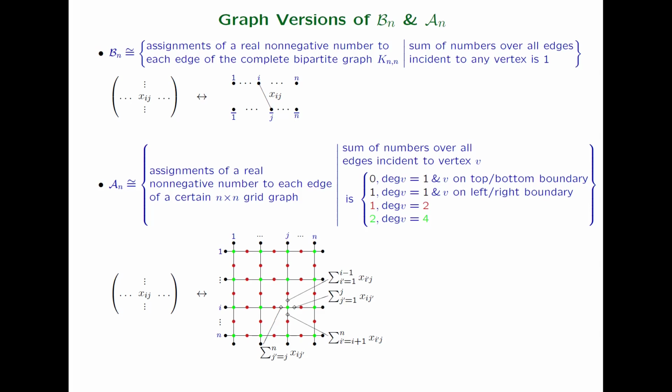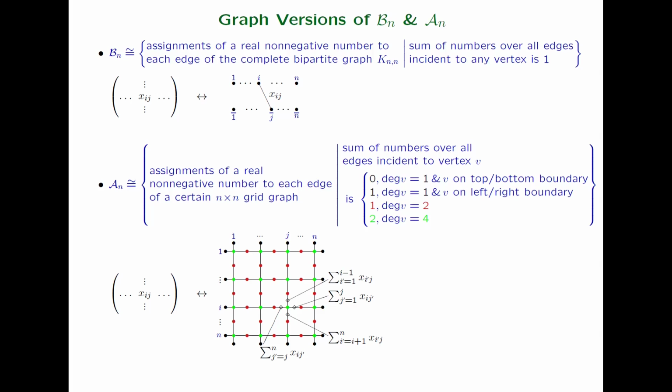And we associate the vertices 1 up to n with the rows of a matrix, and the vertices 1 bar up to n bar with the columns of a matrix, and then for the edge that joins vertex i with vertex j bar, we associate the ijth entry of the matrix. Okay, so x_ij gets assigned to the edge from i to j bar.